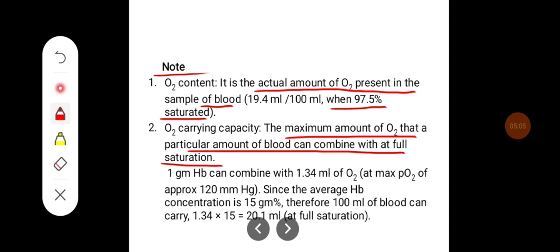1 gram of hemoglobin can combine with 1.34 ml of oxygen, at a max PO2 of approximately 120 mmHg. Since the average hemoglobin concentration is 15 gram percent, therefore 100 ml of blood can carry 1.34 into 15, that is equal to 20.1 ml, with full saturation.